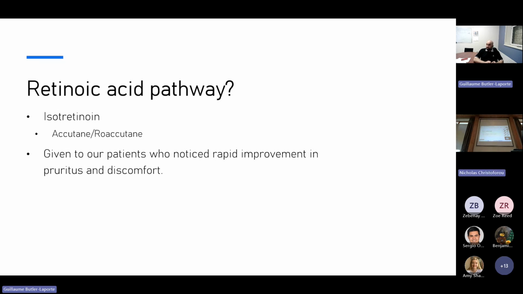And so he said, yes, let's try that. And within about a week or two, he noticed very rapid improvement in pruritus and discomfort. And I'll show you the picture.